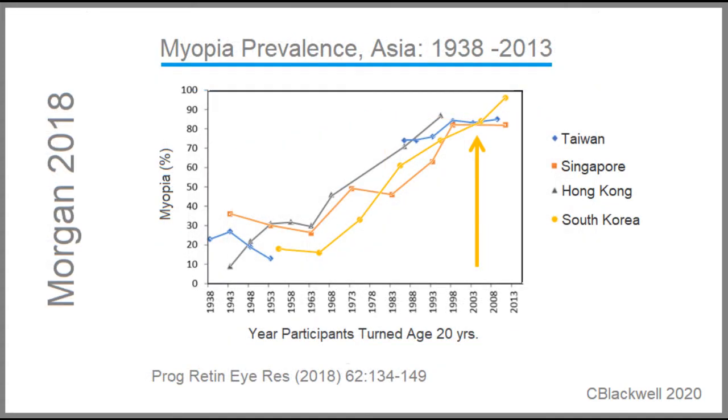In East Asian countries, myopia prevalence is increasing even more rapidly. The top line is 100%, and they are using the term epidemic of myopia. Thus, we arrive at the subject of this video. Where does myopia come from?